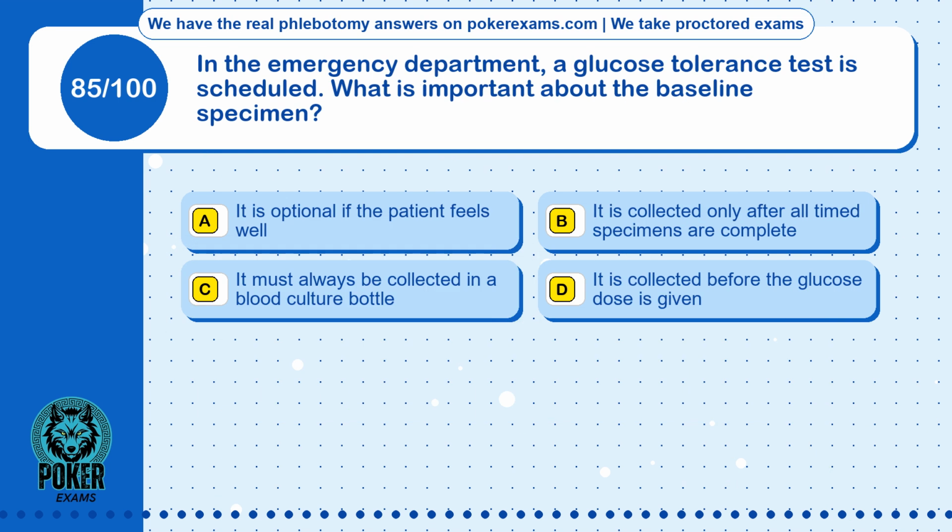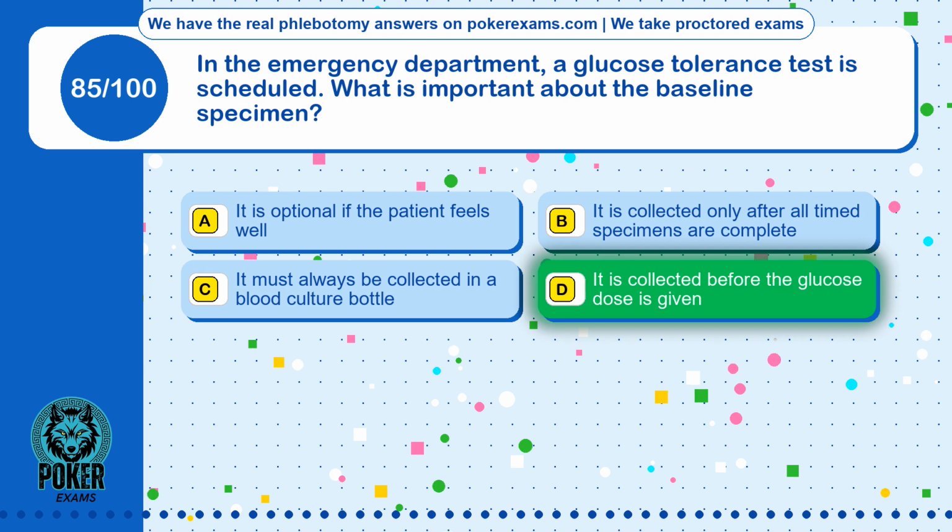Question 85. In the emergency department, a glucose tolerance test is scheduled. What is important about the baseline specimen? Option A. It is optional if the patient feels well. Option B. It is collected only after all timed specimens are complete. Option C. It must always be collected in a blood culture bottle. Option D. It is collected before the glucose dose is given.